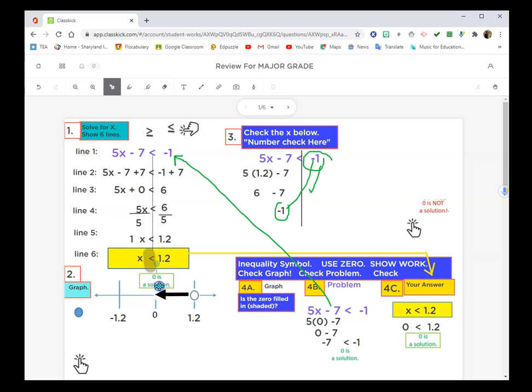Since we got 0 as a solution in the graph, we have 0 as a solution in the original problem, and we have 0 as a solution in your answer, it means that it is correct. You first have to check the number. We have to get the boundary point correct first. If the boundary point is wrong, we may be wrong on the inequality symbol.